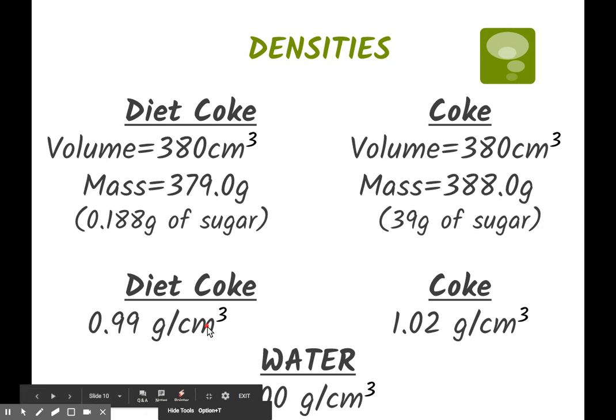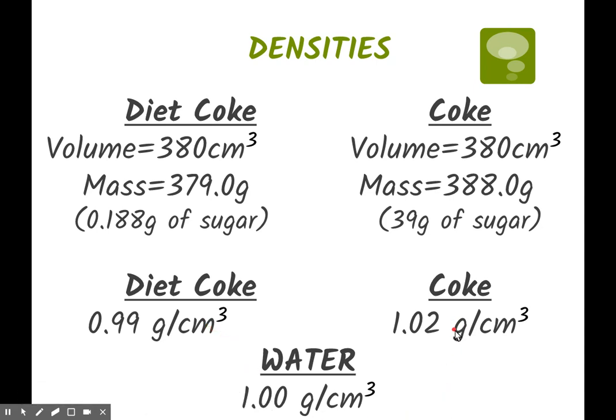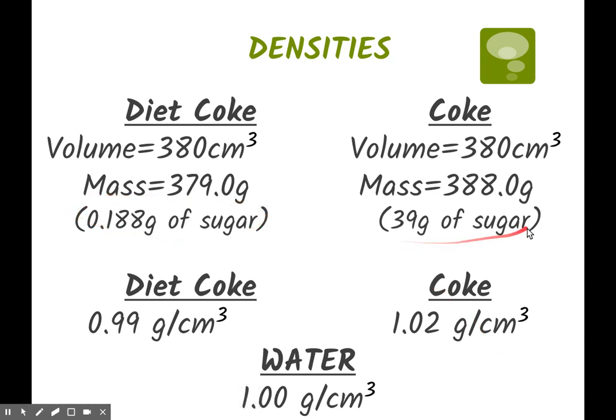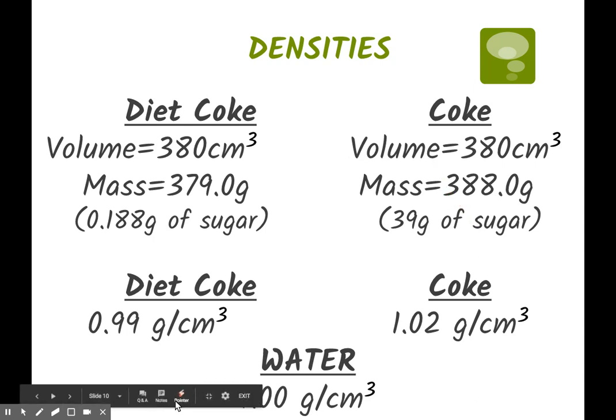So you can see that the Diet Coke is less than the water, and the Coke is a little bit more than the water. This is because of the amount of sugar. Coke has so much more sugar in it, 39 grams of sugar packed into the volume, where Diet Coke doesn't have as much. So Coke has a lot more mass because of the sugar in the same amount of volume, making it more dense.